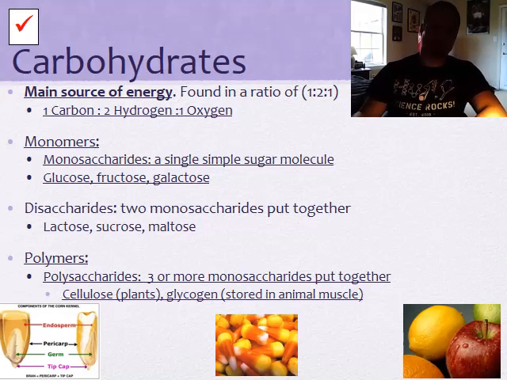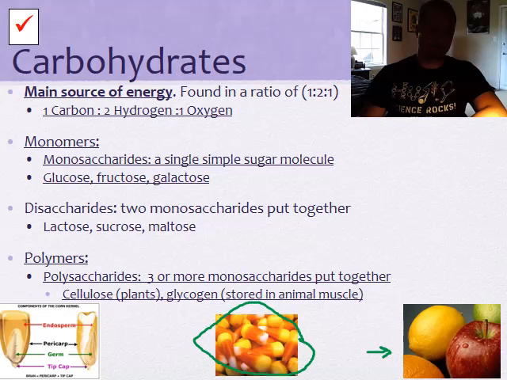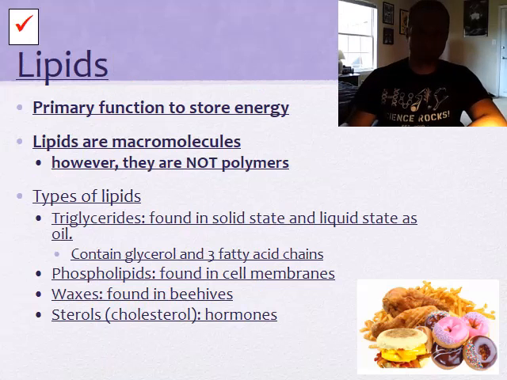So some examples of this, we've got apples, lemons, citrus. So we have some fruit sugar here. We also have our sucrose, glucose. So we have our simple sugars here. And over here we've got our cellulose, which is stored inside of plants.